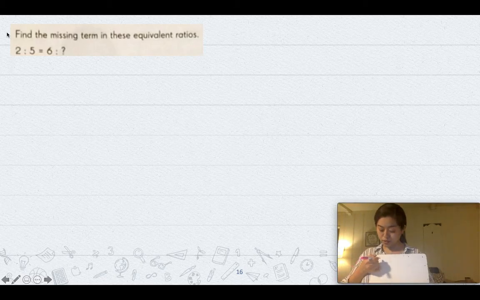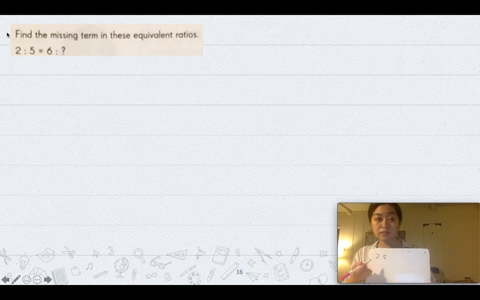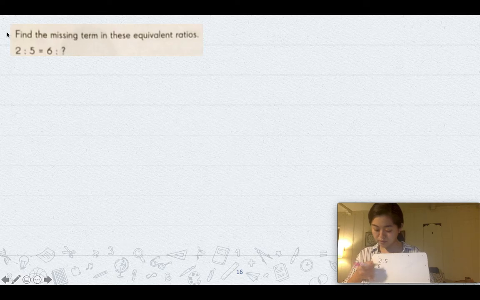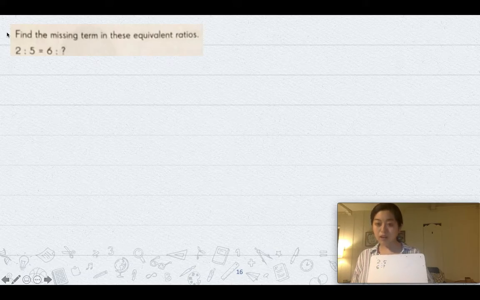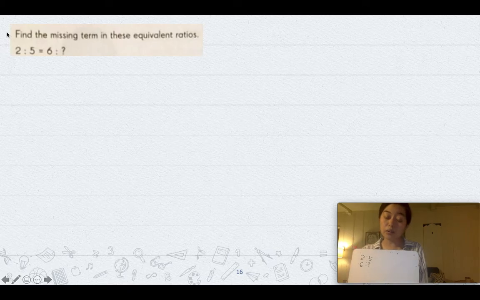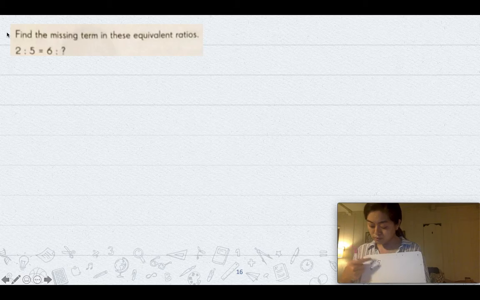So the first ratio is 2 to 5. And then the second ratio is, the first term is 6, and then here, I don't know what this is, right? They put a question mark here. So I want to find out, wait a minute, if this is equivalent to that, what do I need to do? So this is how I would do it, and then I'll show you how the book teaches you to do it. Look at which terms are shown.